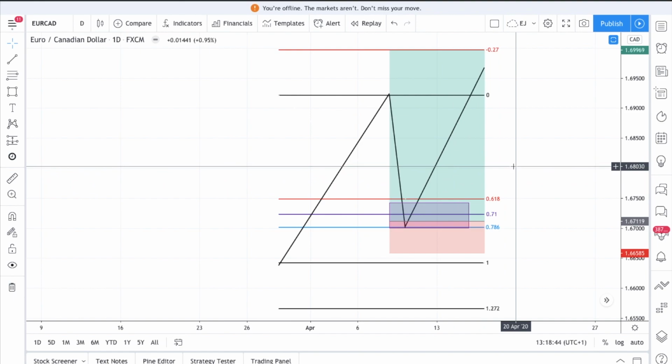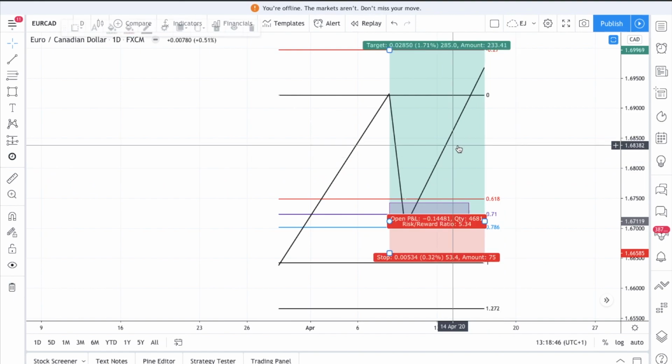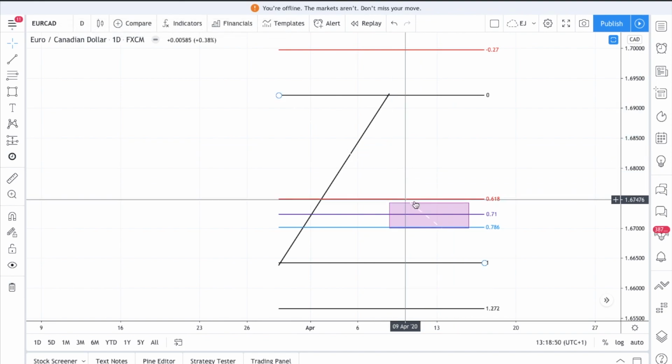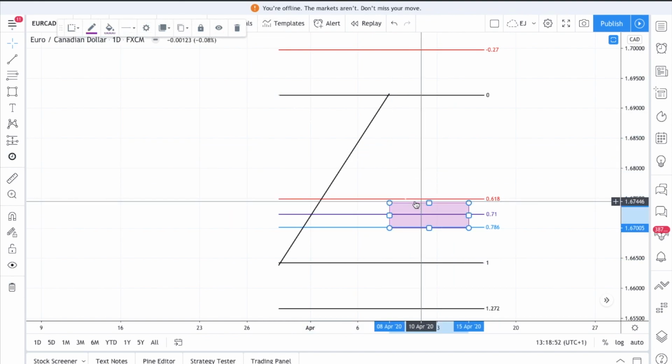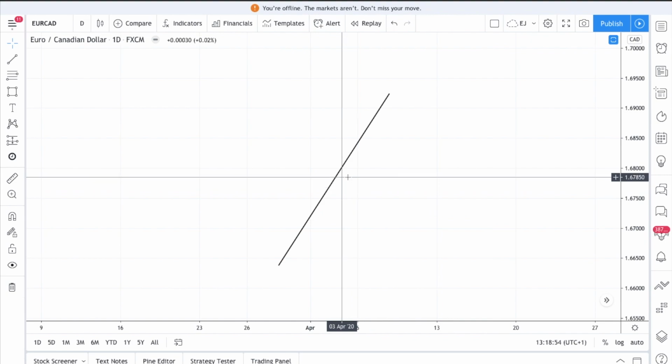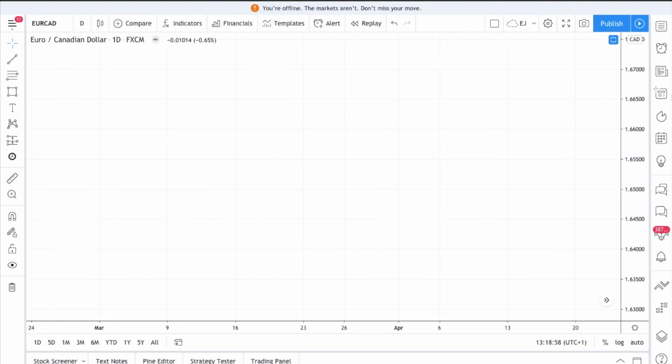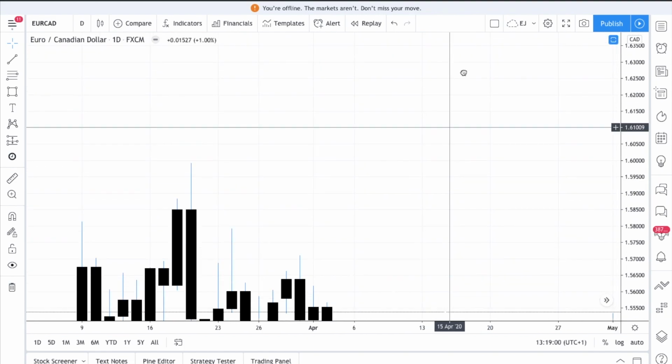This is just a clear chart. I'll show you now how you'll find it on candlesticks.